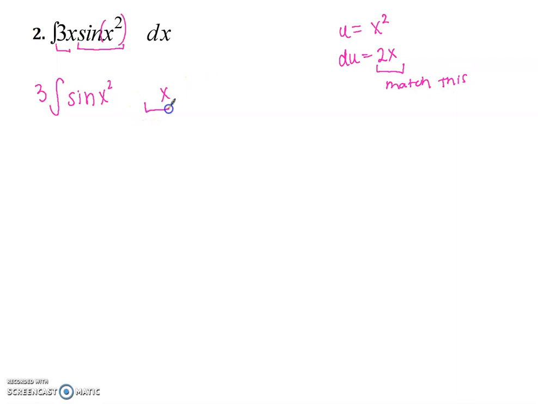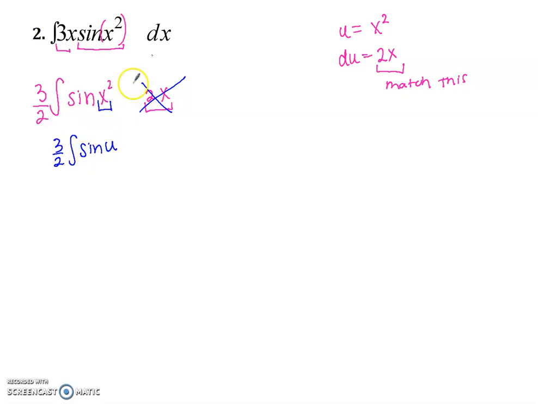Okay. So we want these two parts to match. So since this is missing a 2, I'm going to multiply it by 2. So since I multiplied by 2 on the inside, I have to divide by 2 on the outside. Okay, so now that we've matched the du, we can just get rid of this part. So we're doing 3/2 times the antiderivative of sine. Remember, this x squared is our u.